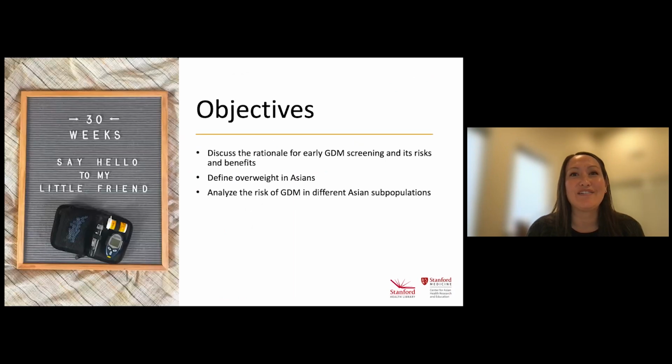In terms of our objectives today, we're going to be discussing the rationale for early gestational diabetes screening and its risks and benefits, and then also define overweight in Asians as it is different in Asians than it is in other populations, and then analyze the risk of gestational diabetes in different Asian subpopulations.